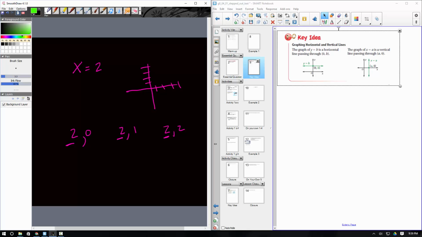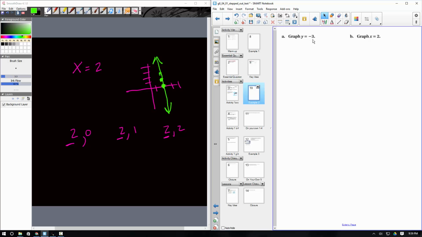All right, so my first point is 2, 0. So 2, 0 is right here. My next one is 2, 1. So it's 2 and up 1. And the next one is 2 and 2. So again, this will be a vertical line on the 2. It crosses x equals 2. And that's how you do this.